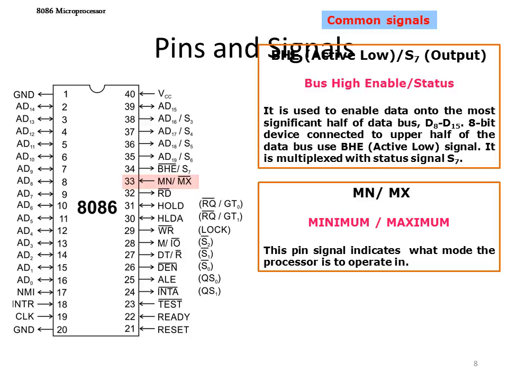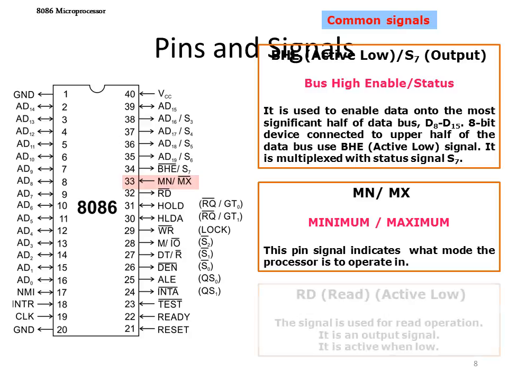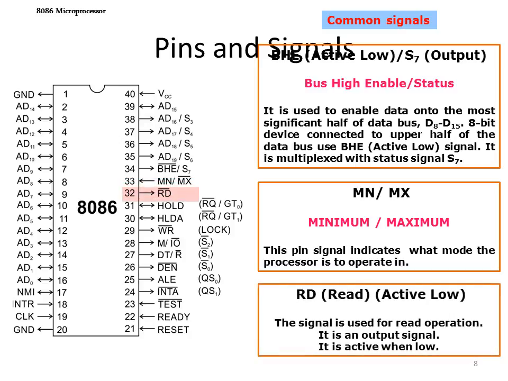MN/MX bar is the most important pin in 8086 in order to select the mode of operation of the processor. If MN/MX bar is equal to 0, it is operated in maximum mode. When MN/MX bar is equal to 1, it is operated in minimum mode. Read bar is an active low signal which is used for the read operation.